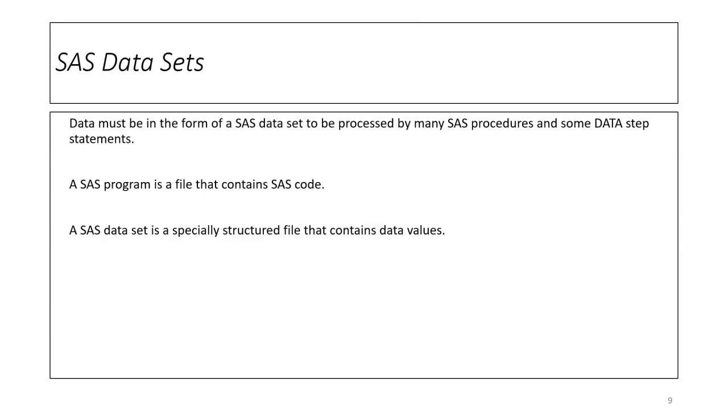Some data step statements say a SAS program is a file that contains SAS code, right? Whenever we type any code in the code window, we can save that particular program file. That is a program file, containing only the code of my SAS program. And a SAS dataset is a different thing. A SAS dataset is a specially structured file that contains the data values.